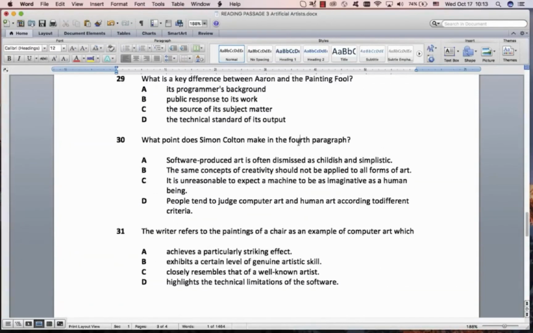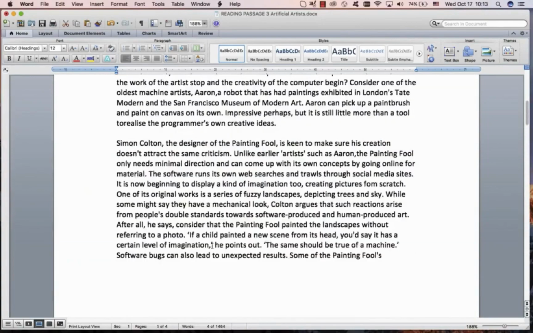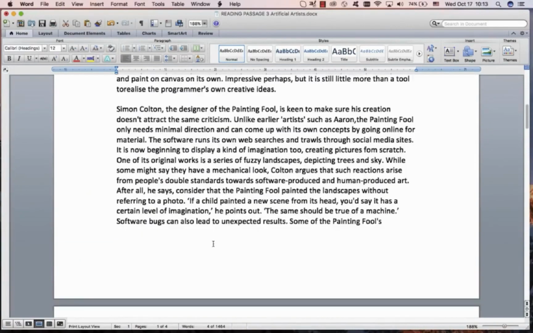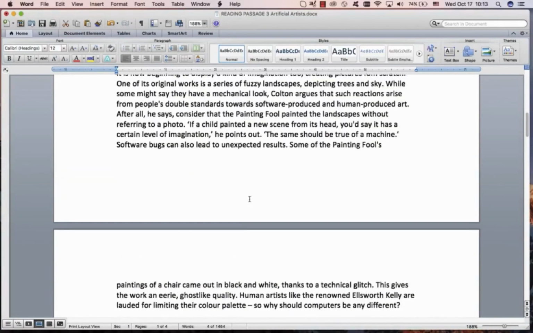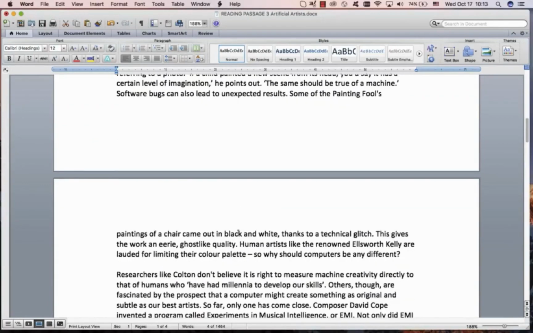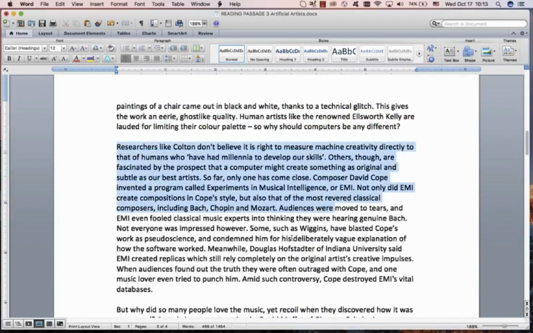So what you've got to do is, that's in the 4th paragraph. You need to go and find something about paintings of a chair and find where number 31 is. You would kind of expect it to be in the 5th paragraph. So that's 1, 2, 3. This is the 4th paragraph. So I looked over here for paintings of a chair, but it's not there. So I went back and found it over there. So that means the multiple choice ends over here. And that probably means that the next question type is going to start over here.